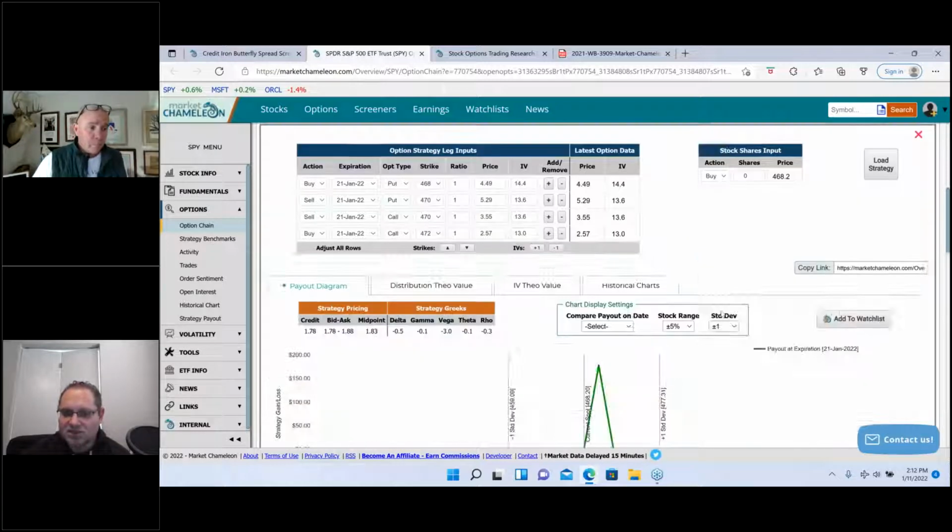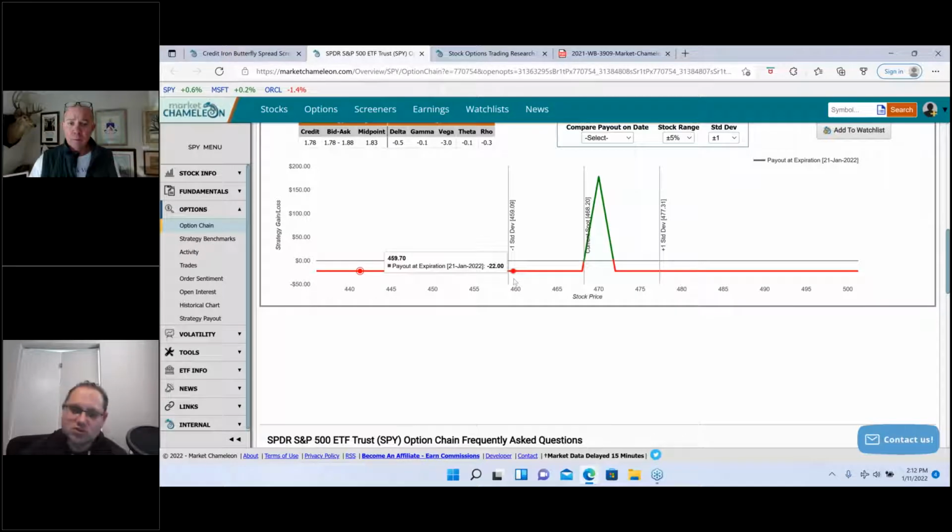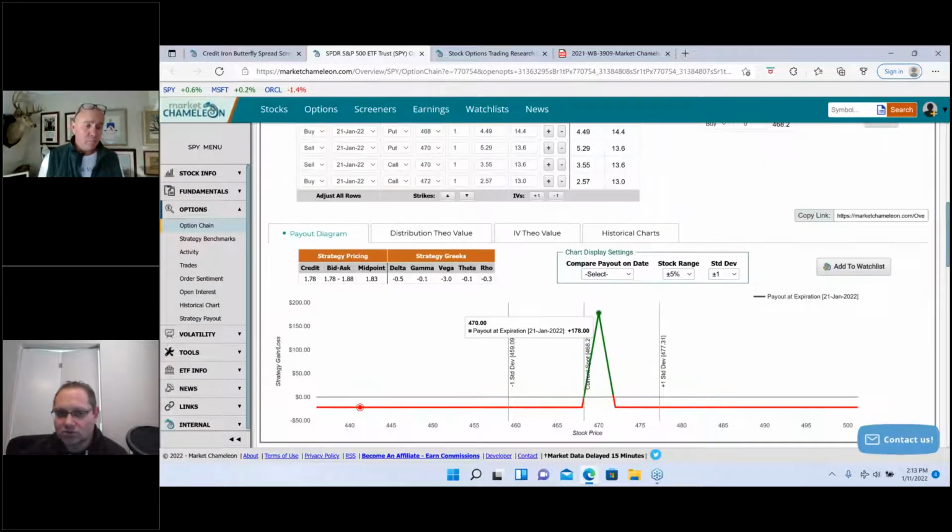And you could see now that sweet spot's at 470, right? So here's where the stock is currently. And now my max gain's at 470. So here the credit's a little bit different, $1.78, risking 22 bucks to make $1.78. But now it's got a slightly bullish bias. And I could continue doing it if I wanted to go higher or lower on the other end.